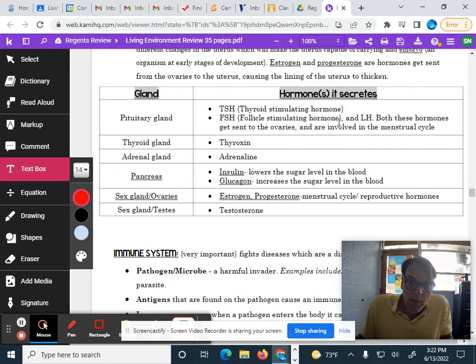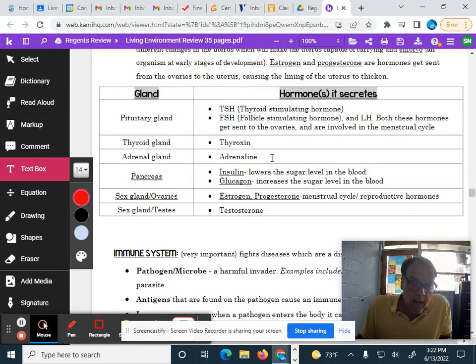Follicle stimulating hormone will allow a follicle or an egg to be released into the uterus from the ovaries, and LH will be used in conjunction to help shed the increased thickening of the lining of the uterus if it's not used. Thyroxine from the thyroid gland.